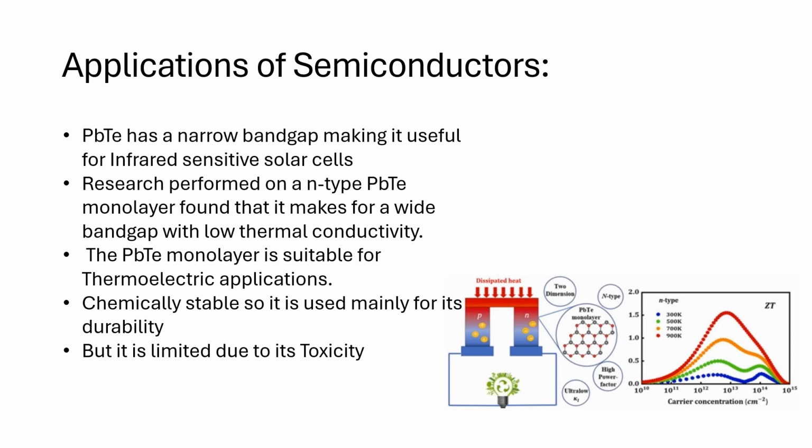Next, we're going to talk about the applications of lead tellurium. Lead tellurium has a narrow band gap, which makes it useful for infrared sensitive solar cells. We researched and saw that an n-type lead tellurium monolayer makes for a wide band gap with low thermal conductivity. The lead tellurium monolayer is suitable for thermoelectric applications. We found that lead tellurium is chemically stable, so its main use is for its durability. It also has high heat transfer, and it is only limited by its toxicity.